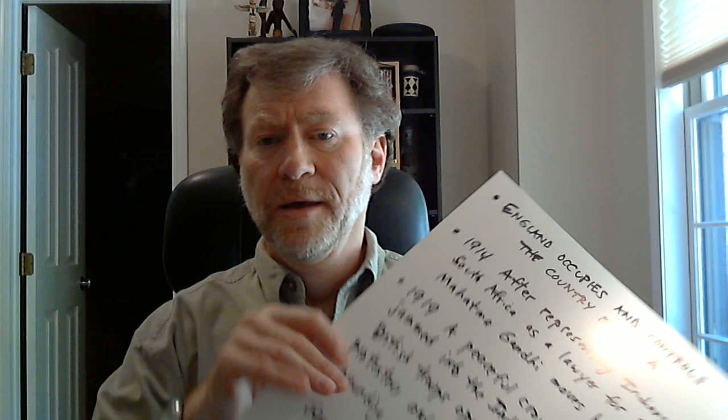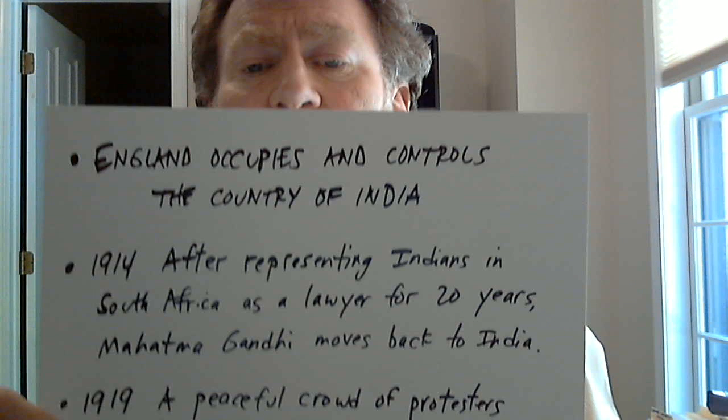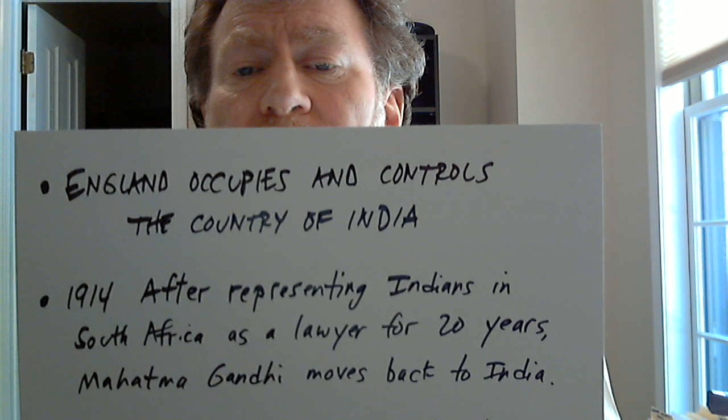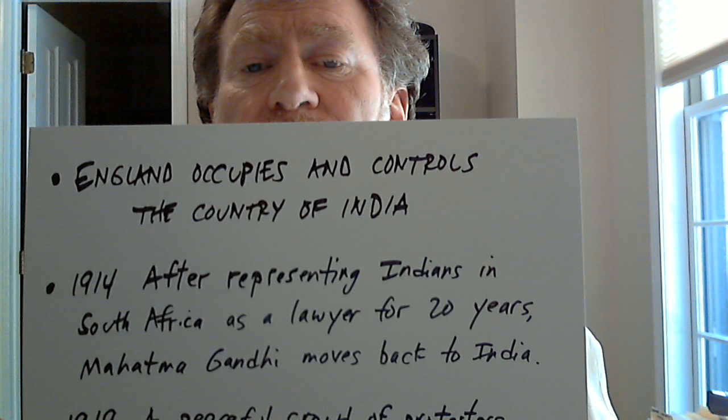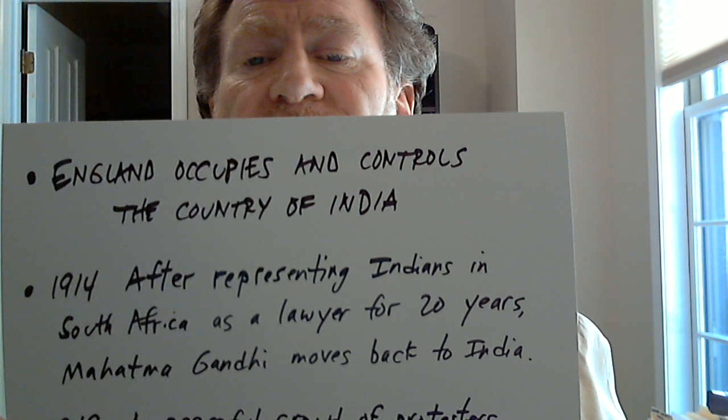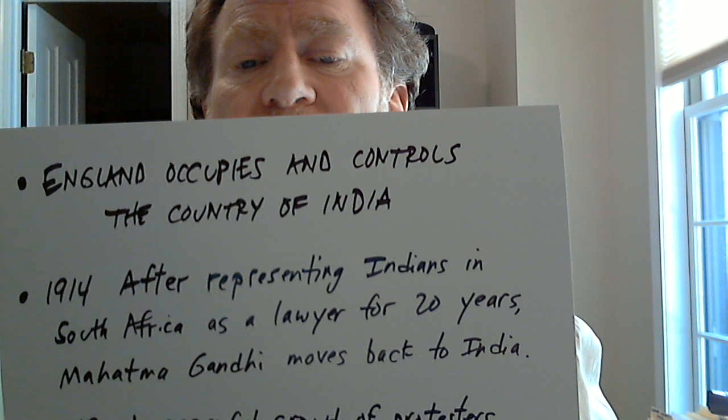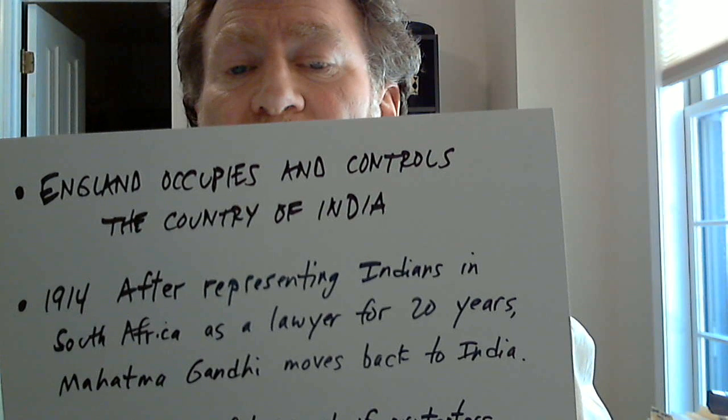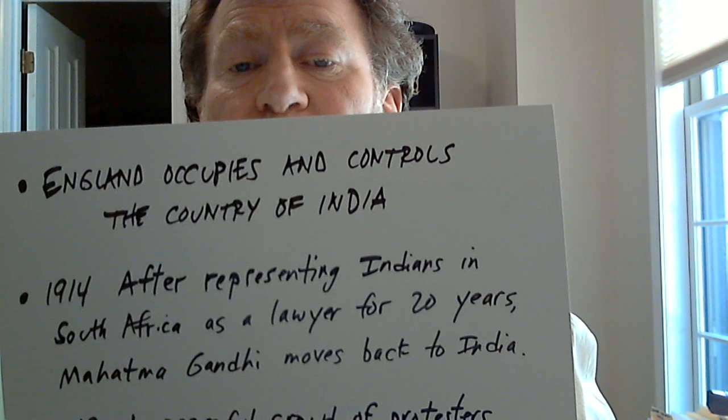Okay. And what we're going to do now is just go over some content about what was happening in India before Gandhi arrived on the scene and after. But basically, England occupies and controls the country of India. In 1914, after representing Indians in South Africa as a lawyer for over 20 years, Mahatma Gandhi moves back to India.